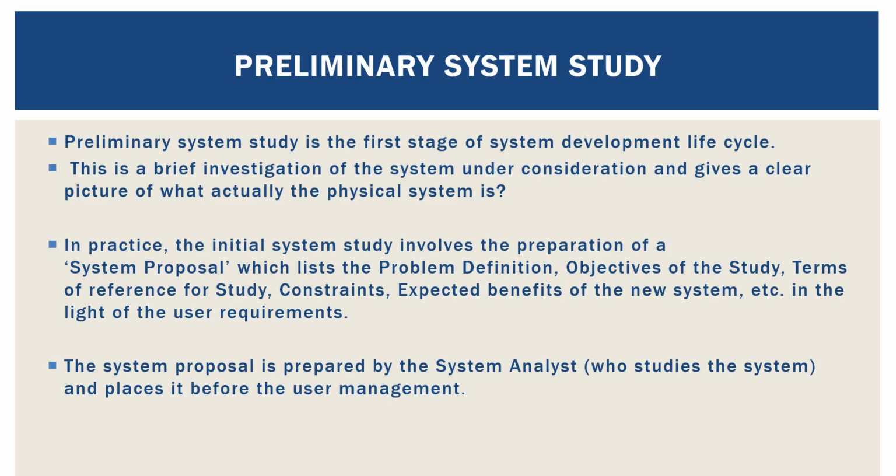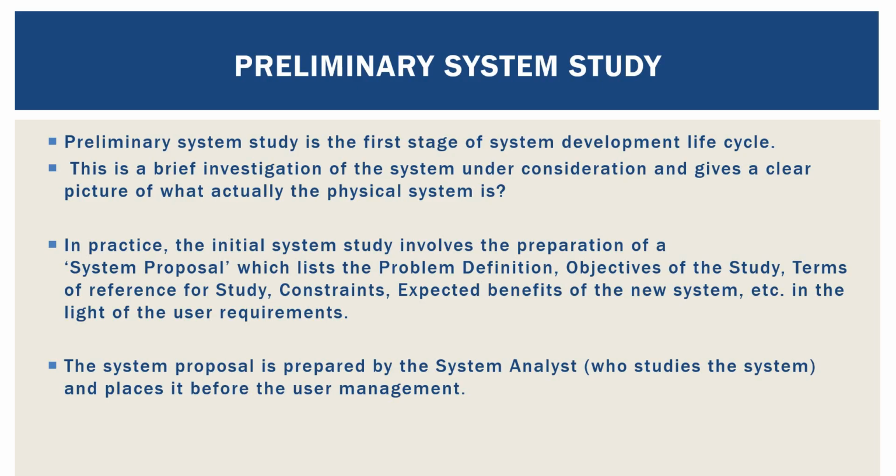But all we are trying to do is find what exactly we should do. Thus, under preliminary study, are we replacing? Are we complementing? Are we also coming up with a new system? So, in practice, the initial system study involves the preparation of a system proposal. That is, like we mentioned, a deliverable. A deliverable is an outcome from a particular activity. So from the preliminary study or system study, we come up with what you call a system proposal.